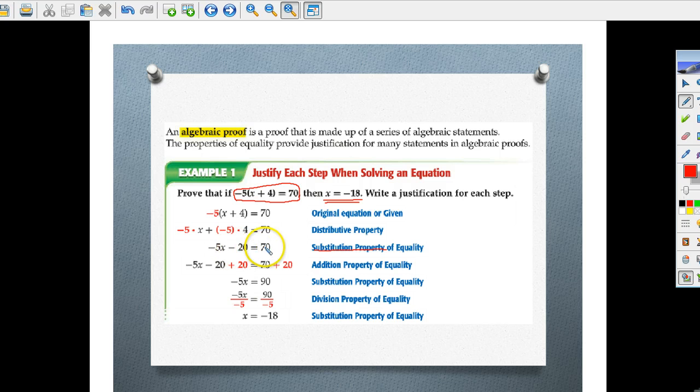Then you would add 20 to each side, and that's called the addition property of equality. Then you would divide each side by negative 5, and that's the division property of equality. And you have your answer. So when you finally get to your answer, that's when you use the substitution property of equality. Because you got to your answer, so instead of writing 90 divided by negative 5, you're writing negative 18.